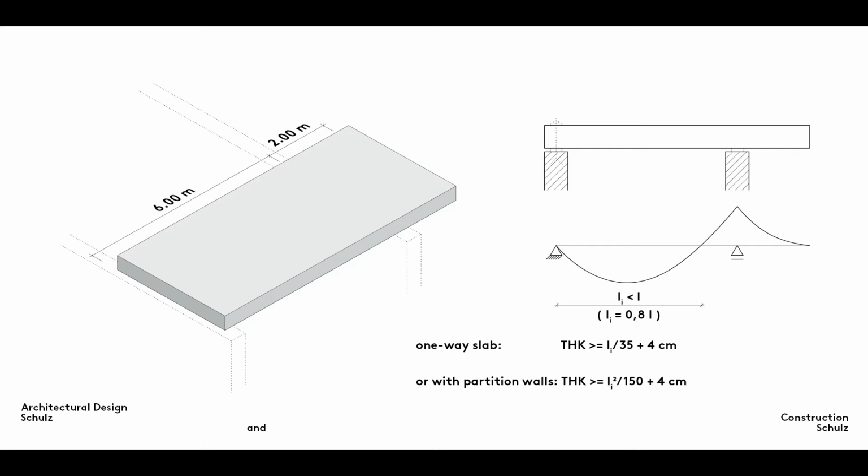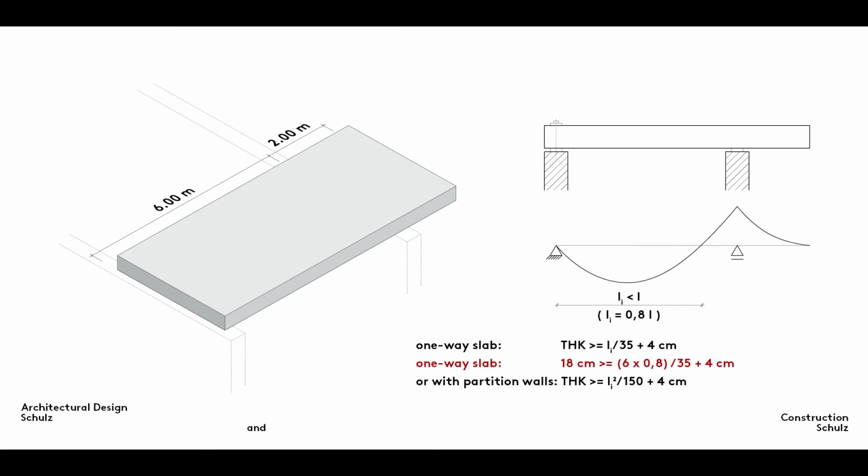Let's take a look at the floor in the example illustrated here. The floor has a one-way span of 6 meters with no partition walls, is cantilevered, and is supported on linear walls. We can estimate the floor thickness using the following formula.